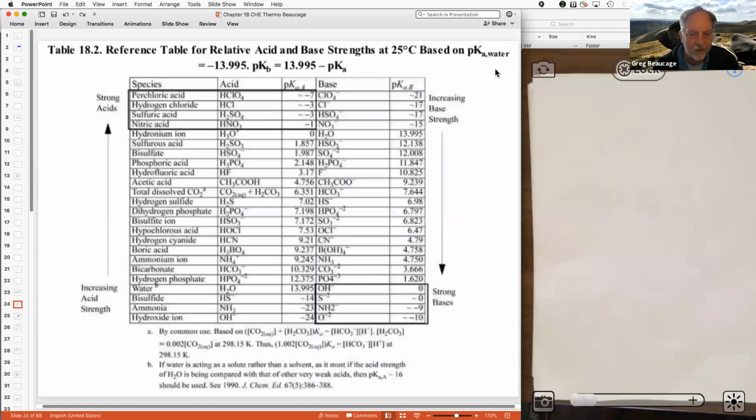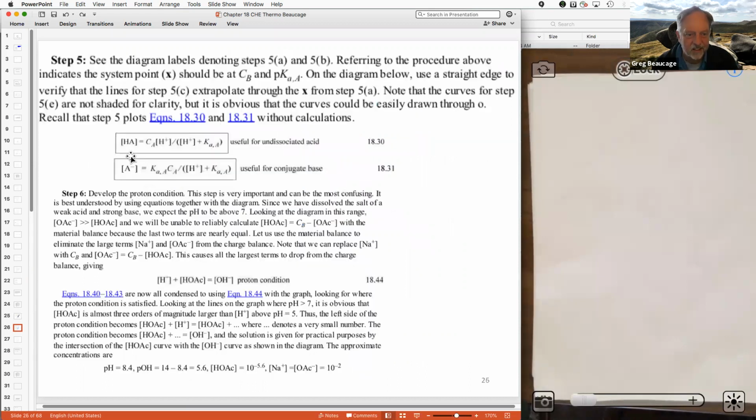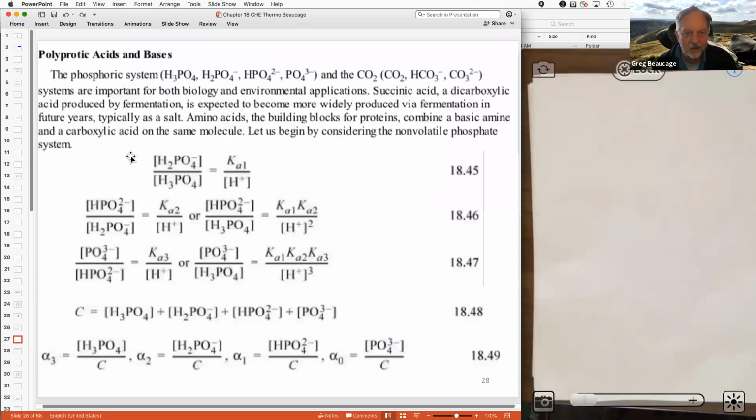That's the acid where the dissociation constant comes from. That's your pKa number. So this is just how you construct the Cillian diagram. So this is pretty simple to do. I mean, I think there's some homework that does this, so you can kind of figure it out.